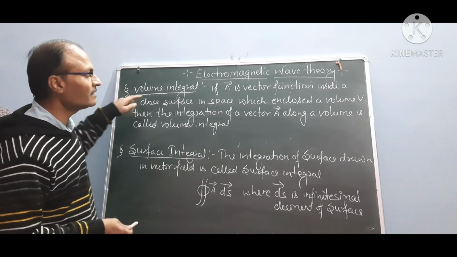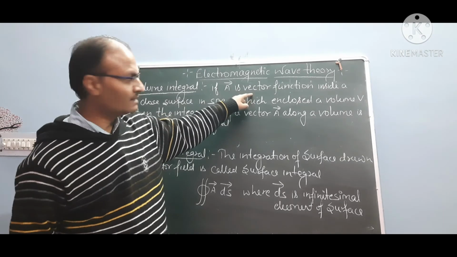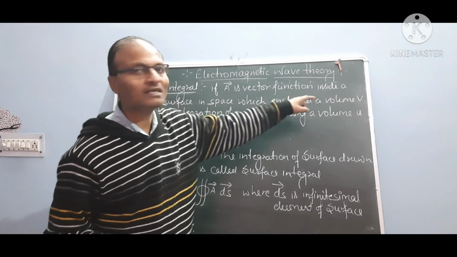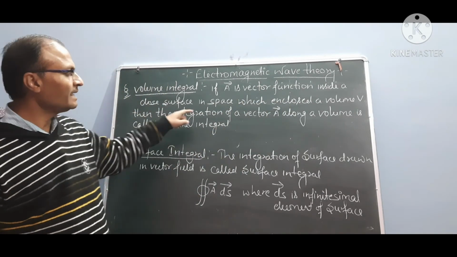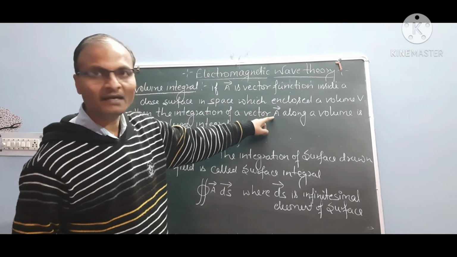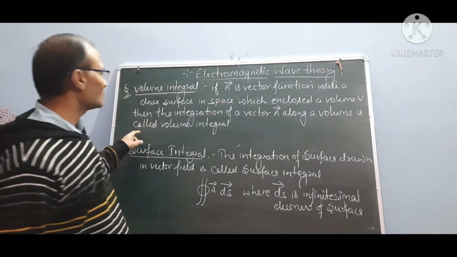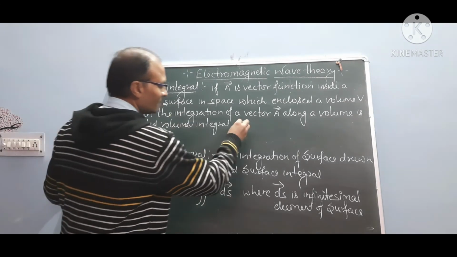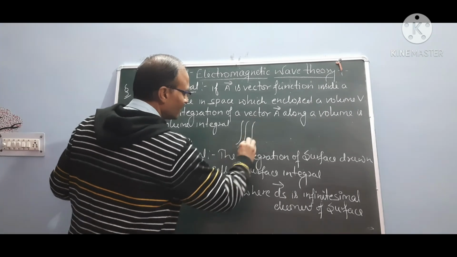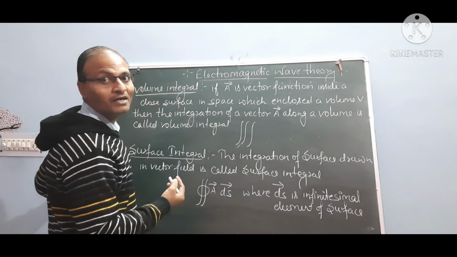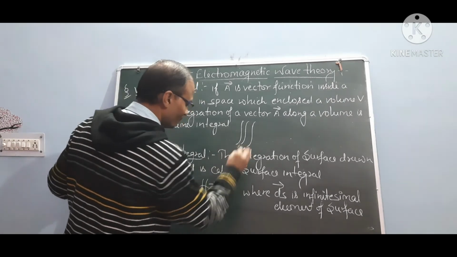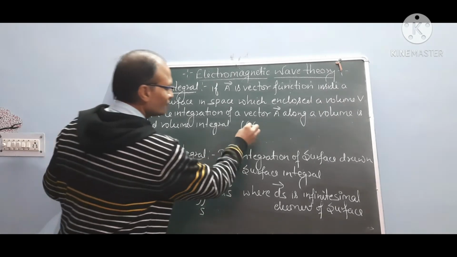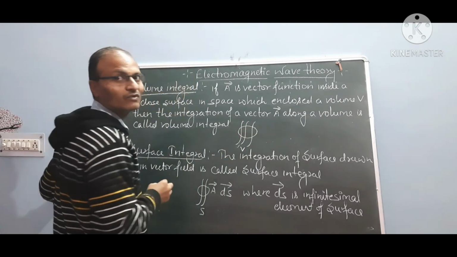What is volume integral? If A is a vector function inside a closed surface in space which encloses the volume V, then the integration of the vector A over a volume is called volume integral. So define the expression: integration of three bands, length, breadth and height. This is called volume. So this one is V, and for the surface integral, this one is S, surface area. So this is a closed volume.